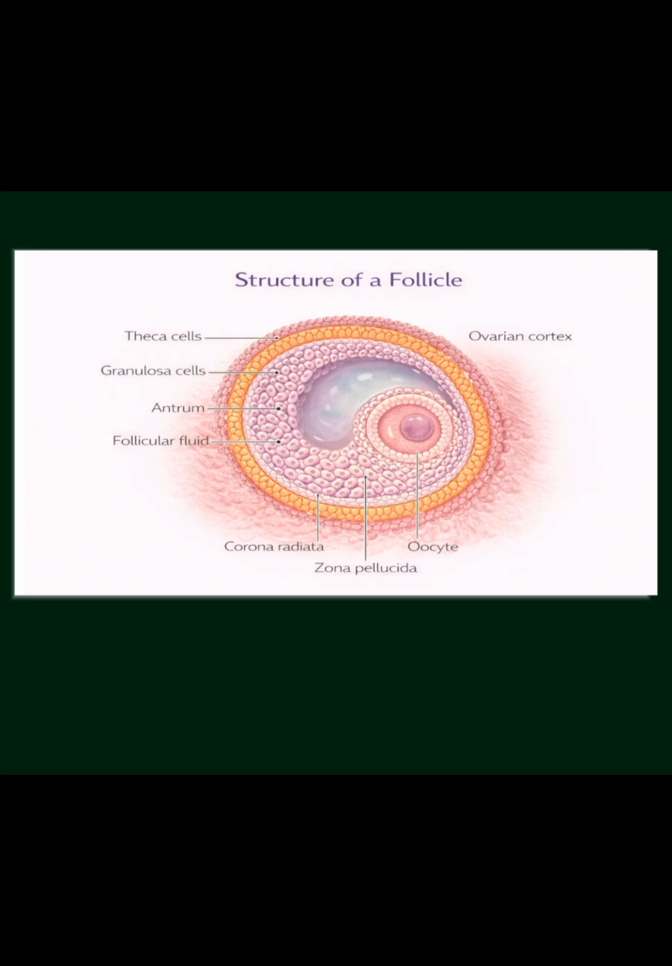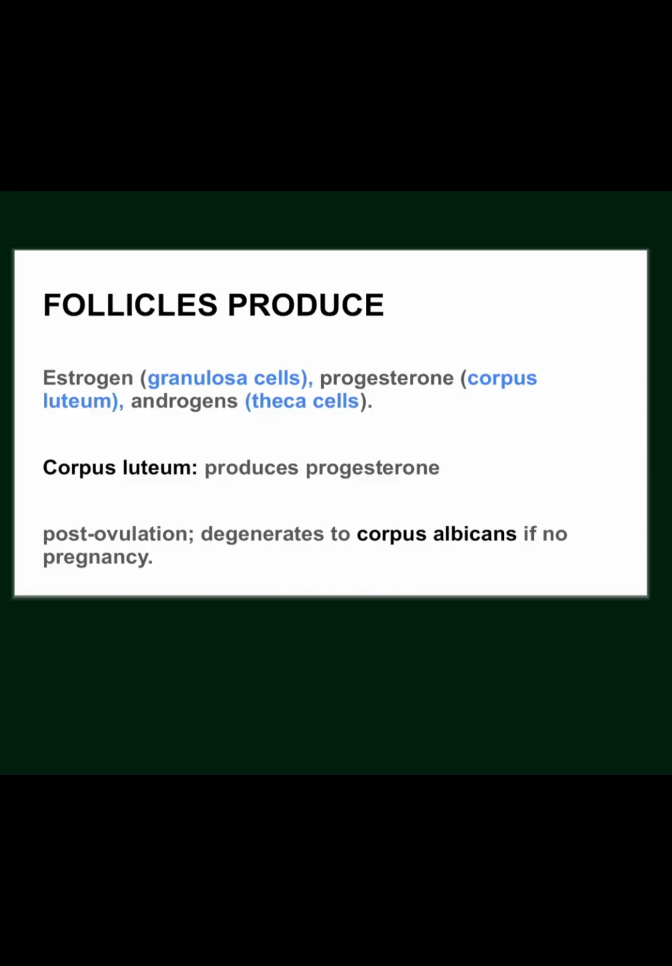The follicles produce estrogen from the granulosa cells, progesterone from the corpus luteum, and androgens from the theca cells. The corpus luteum produces progesterone, and post ovulation, the corpus luteum degenerates to the corpus albicans if there's no pregnancy.